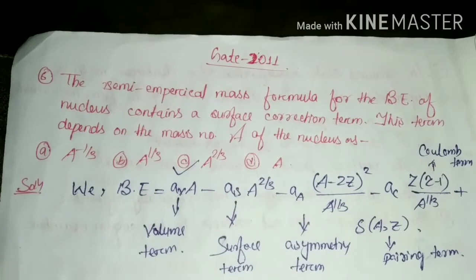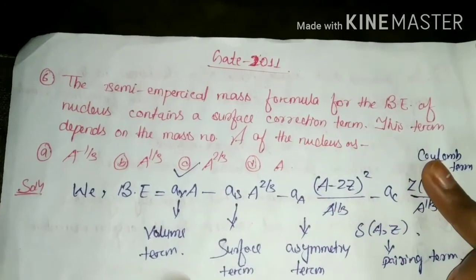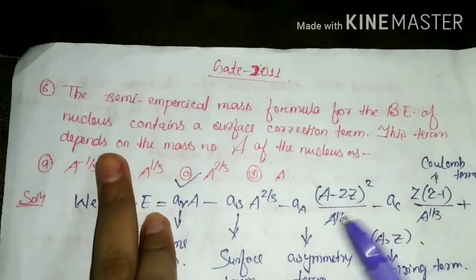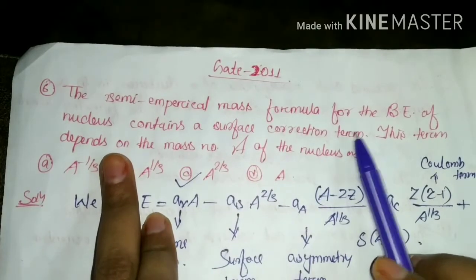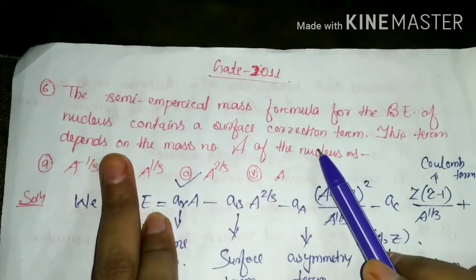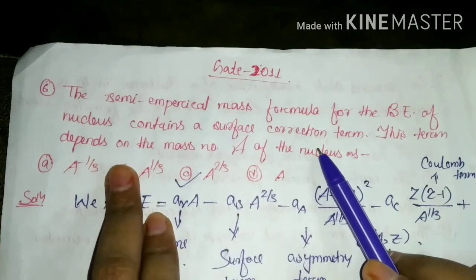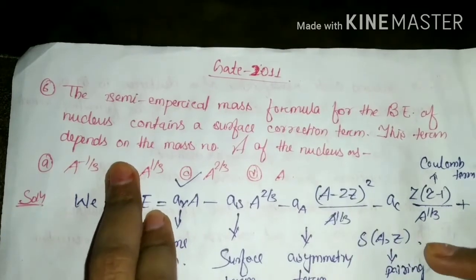Now let's discuss the questions of GATE 2011. The first question is: the semi-empirical mass formula for the binding energy of a nucleus contains a surface correction term. This term depends on the mass number A of the nucleus as.